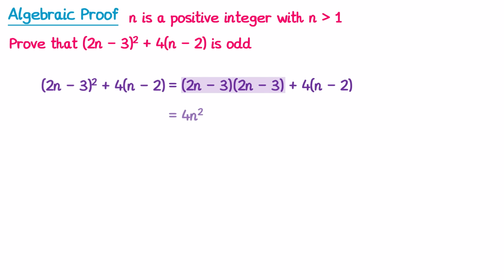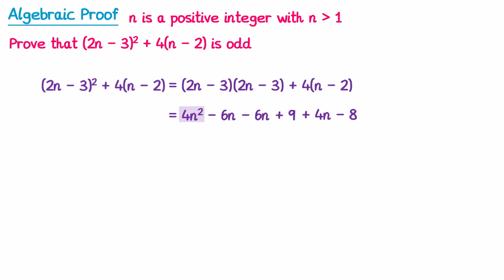2n times 2n is 4n squared. 2n times negative 3, negative 6n. Negative 3 times 2n is also negative 6n. And negative 3 multiplied by negative 3, positive 9. For the single bracket, we've got 4 times n, 4n, and 4 times negative 2, negative 8. Now that we've expanded, we can do some simplifying.